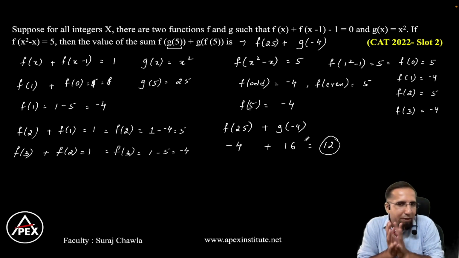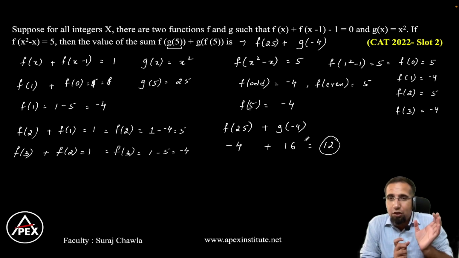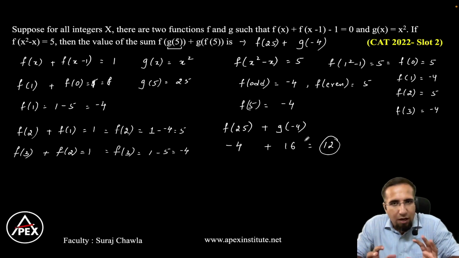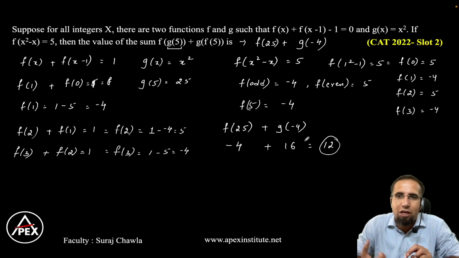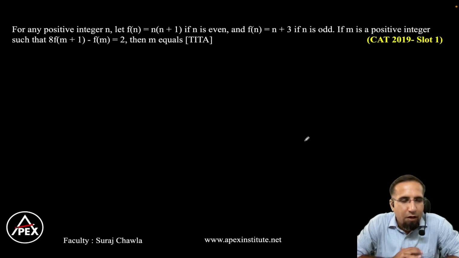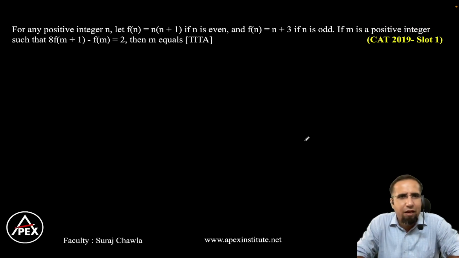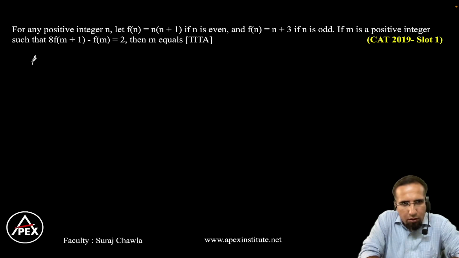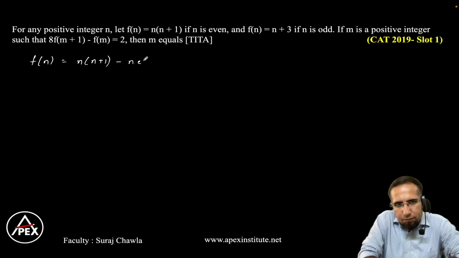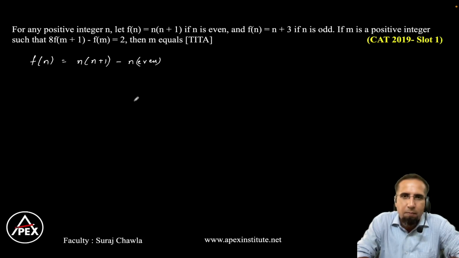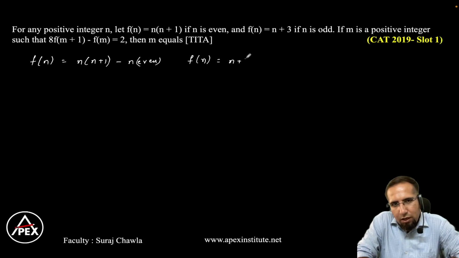So slightly complicated, but not a very difficult question, guys. We use the functions to understand what are the values that we get, and accordingly we keep on getting our required answers. Right? So let's look at the next question here. Now f of n is equal to n into n plus 1. Okay. So we have f of n is equal to n into n plus 1. This is if n is an even number. Similarly, we have f of n is equal to n plus 3 if n is an odd number.